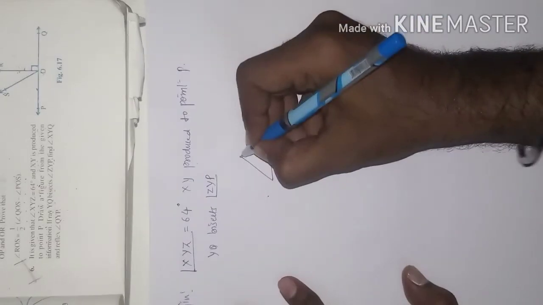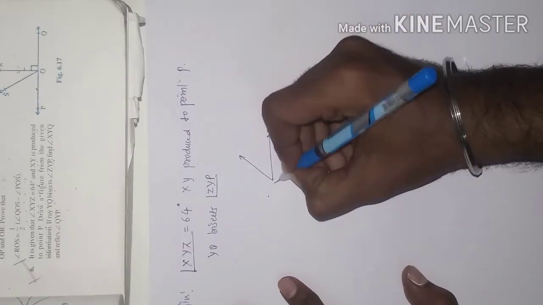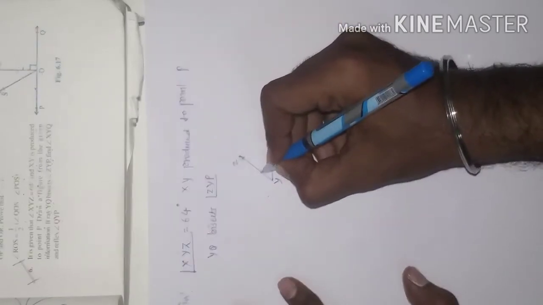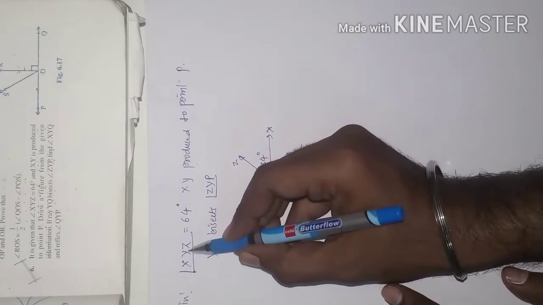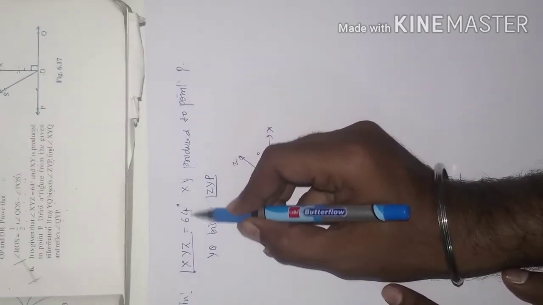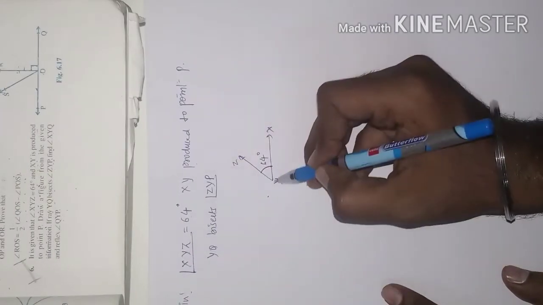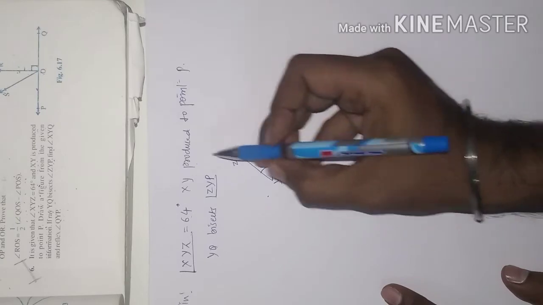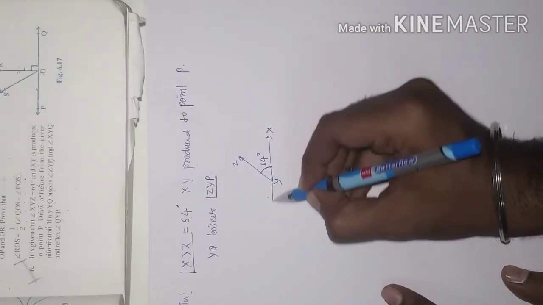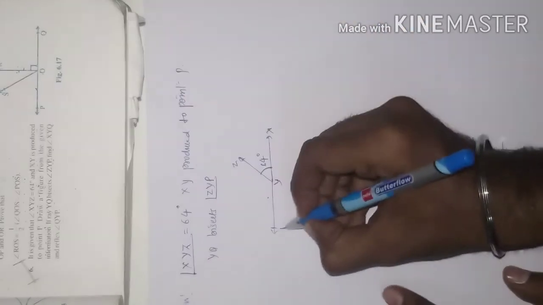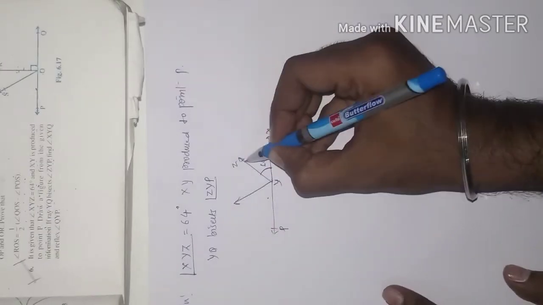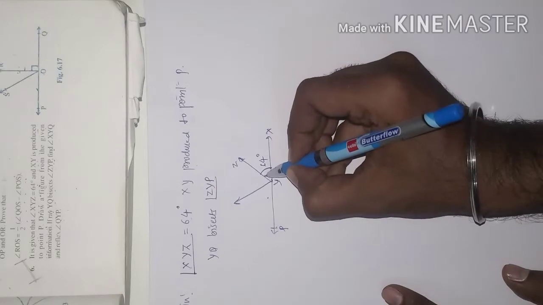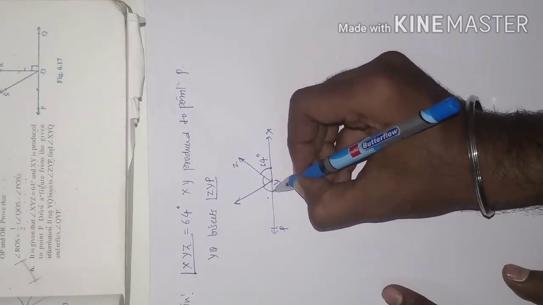Angle X, Y, and this is Z, and it is 64 degree. You can see angle Y is at the middle, so this angle represents only Y. Okay, so we are writing over here at the middle, and XY is produced to a point, and this YQ ray bisects angle ZYP. Bisect means this angle is equal to this angle.